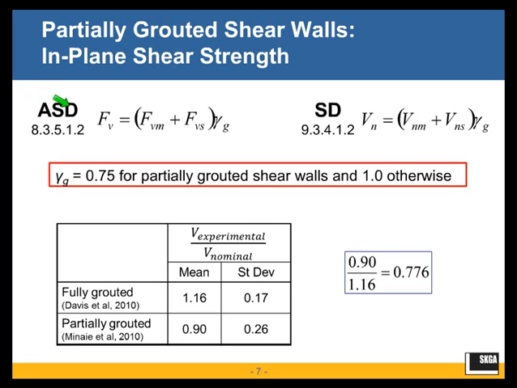So we have in allowable stress design that our allowable shear stress for an in-plane shear wall is the sum of the allowable stress for masonry plus the allowable stress for any reinforcement we have. Now it's being multiplied by a gamma sub G factor. Same in strength design, the nominal shear strength of an in-plane shear wall is the sum of the nominal masonry strength plus the nominal strength from any reinforcement we have present, times gamma sub G. This gamma sub G was added, and it was 0.75 for partially grouted shear walls. It's 1 otherwise. So we have this penalty, as it were, for partially grouted shear walls.